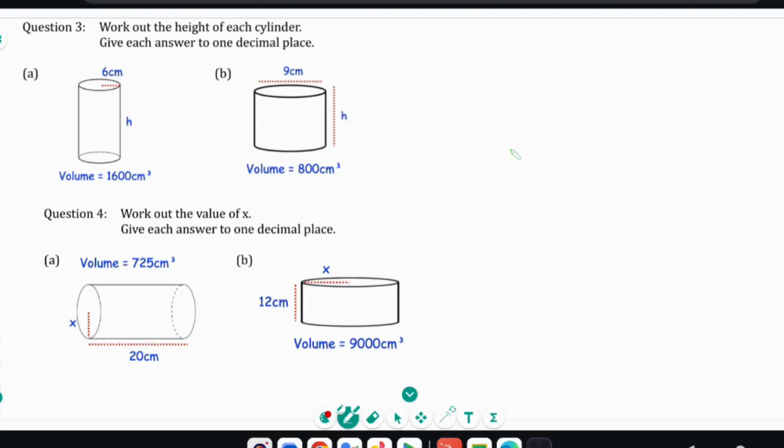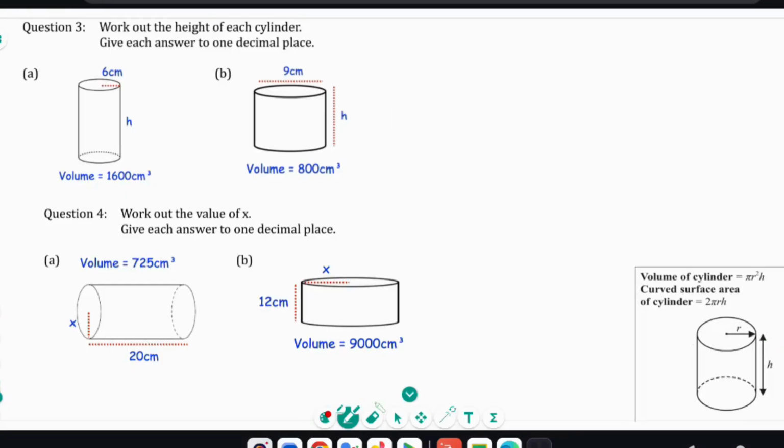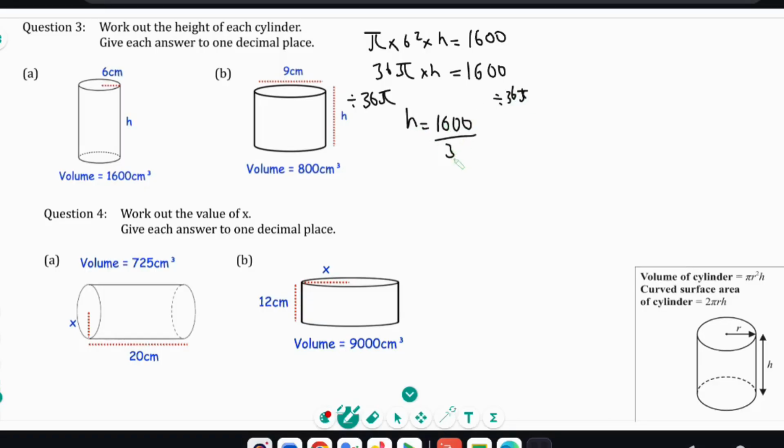Okay, now let's just reverse our formula now to find the missing values. So pi times 6 squared times h is equal to 1,600. How do I solve this? Divide both sides by 6 squared pi. Let me just work that out first. So 6 squared is 36. So 36 pi times h is 1,600. So I'm going to divide both sides by 36 pi. H is equal to 1,600 all over 36 pi.